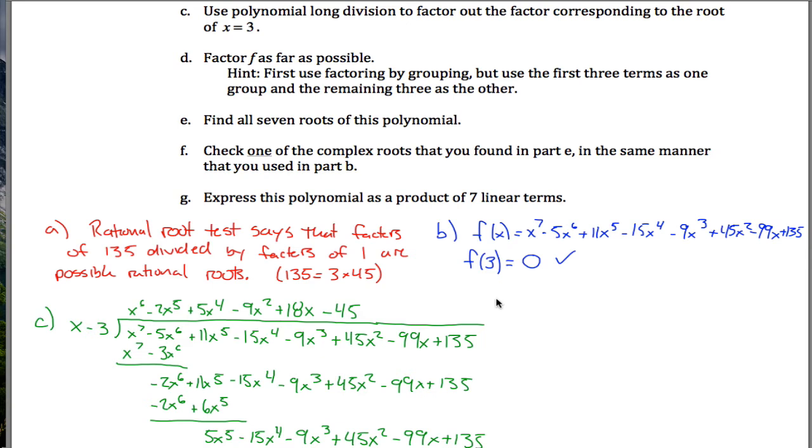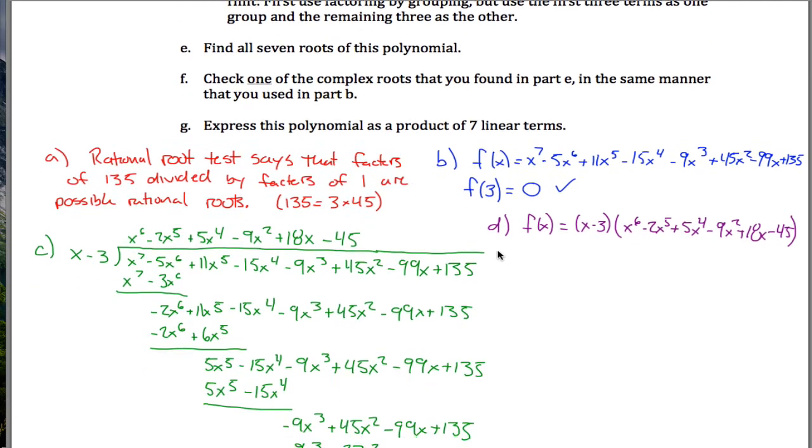Maybe I can jump over here for part D. So I got f of x is equal to x minus 3 times x to the 6th minus 2x to the 5th plus 5x to the 4th minus 9x squared plus 18x minus 45.